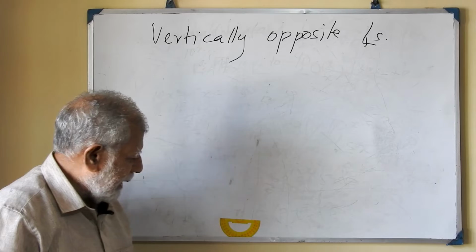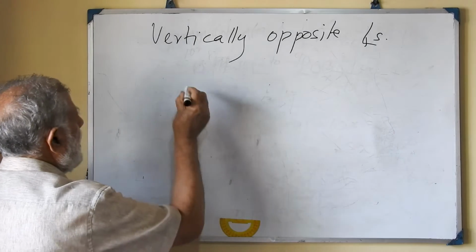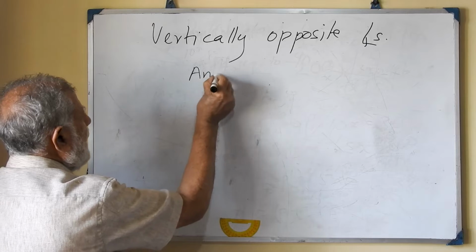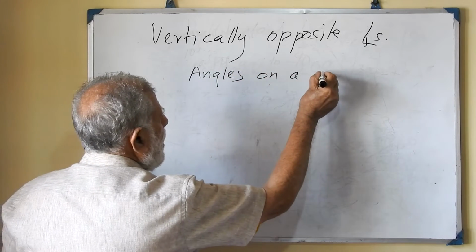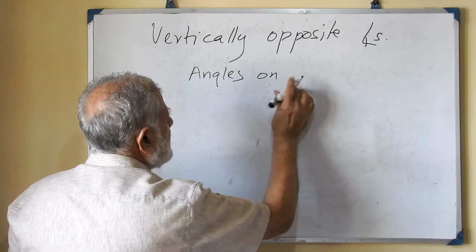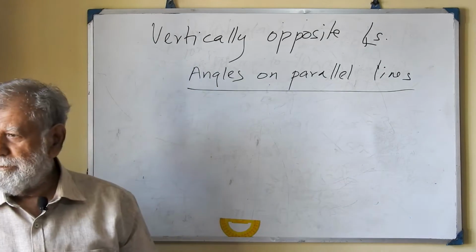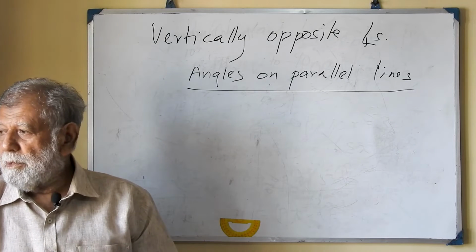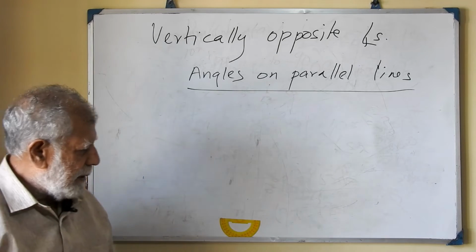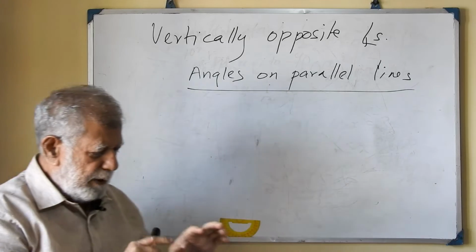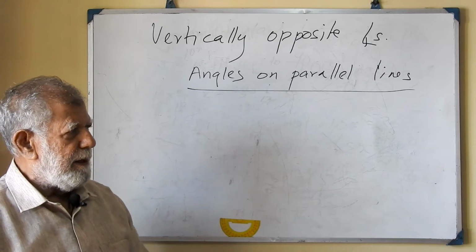Okay, children, now we studied vertically opposite angles. Now we are going to study angles on parallel lines. You know what parallel lines are. You see parallel lines wherever you go. Railway lines are parallel lines. Then the different sides of a ruler. You take a ruler, both opposite sides are parallel.